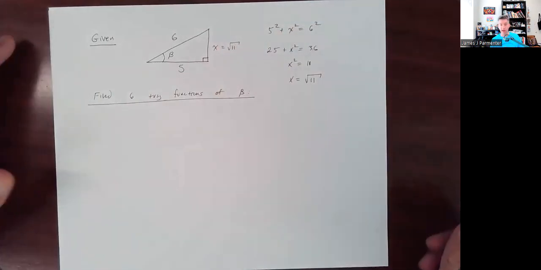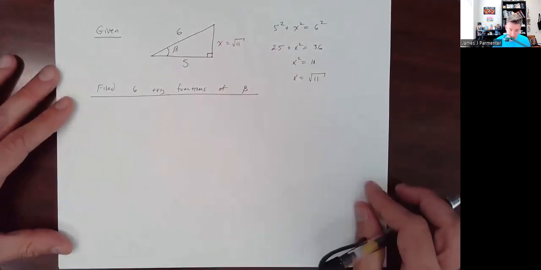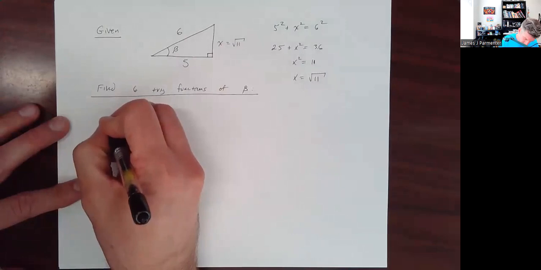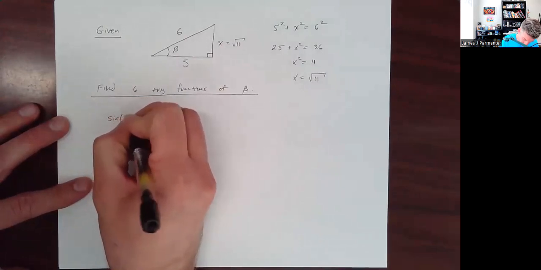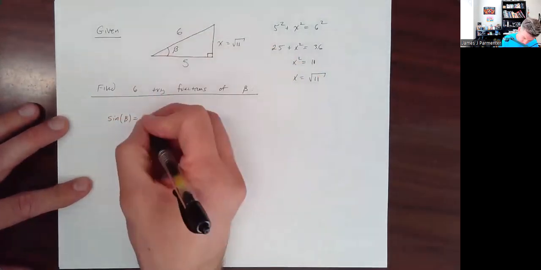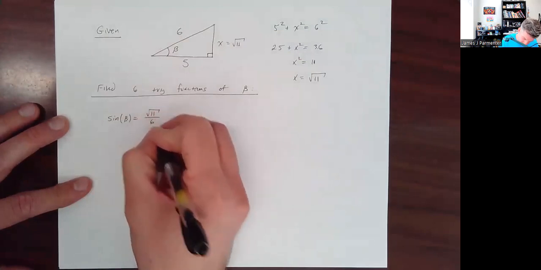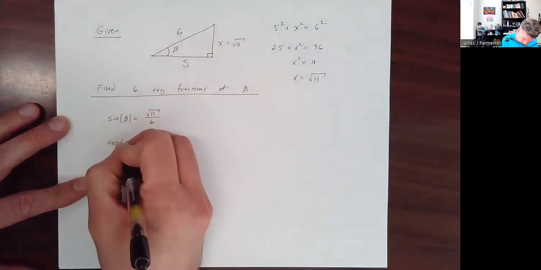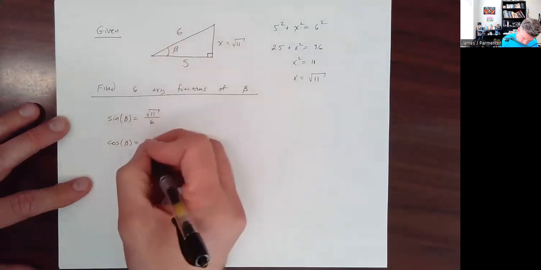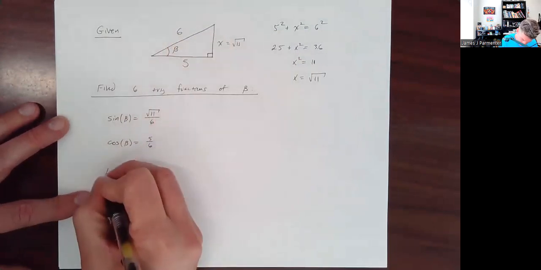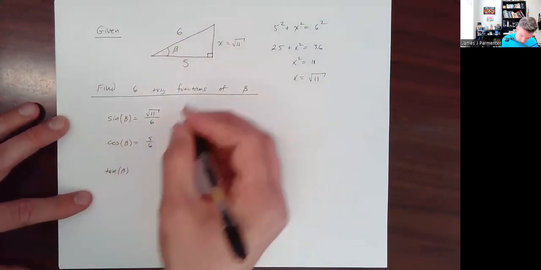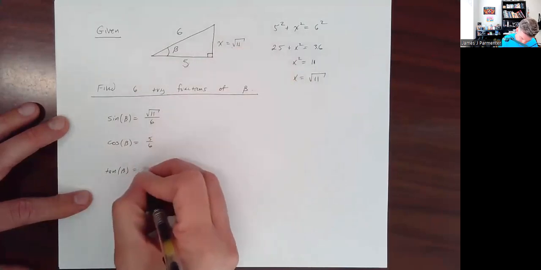So that's going to be the square root of 11. And now I can go ahead and find the 6 trigonometric functions of beta. So sine of beta is opposite over hypotenuse, so root 11 over 6. Cosine of beta is adjacent over hypotenuse, so 5 over 6. And tangent of beta is opposite over adjacent, which is root 11 over 5.